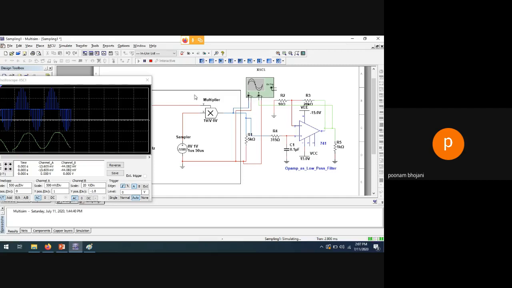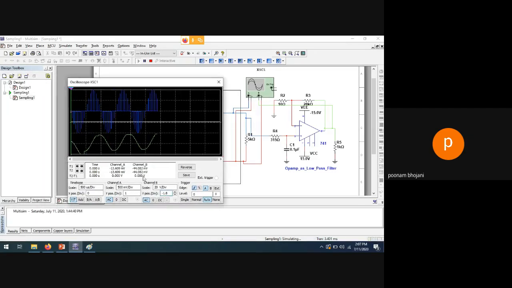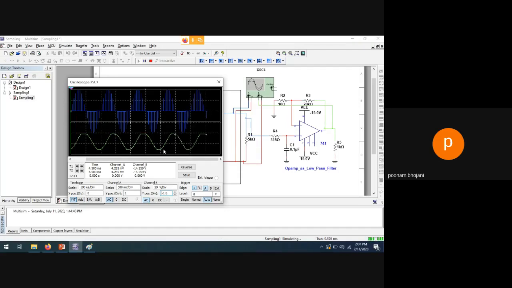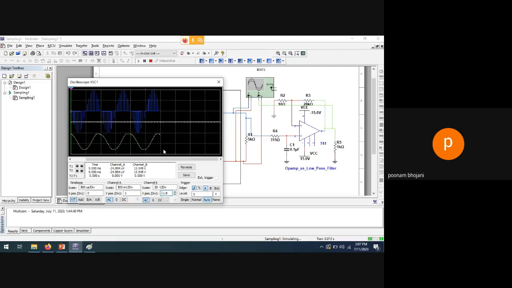So see, in the first case we had set it to 100 microsecond. Right now I have set it to 50 microsecond. So see, the reconstruction is smoother, right? If you do sampling again, the problem will occur, but okay, we will keep it perfectly so that we can get a smoother signal.